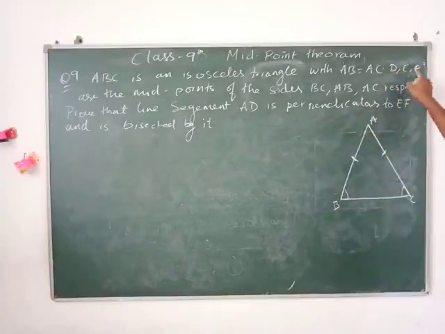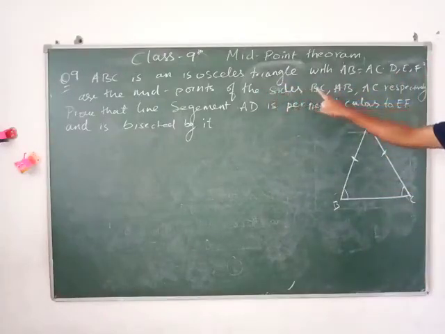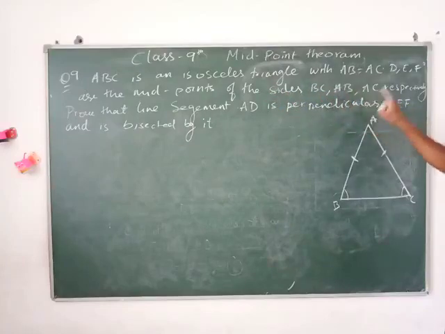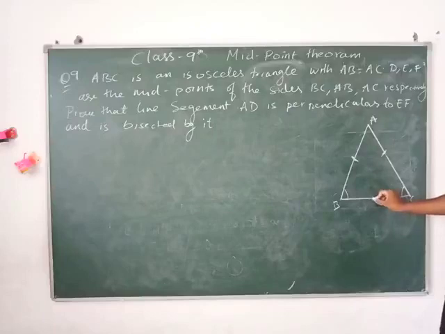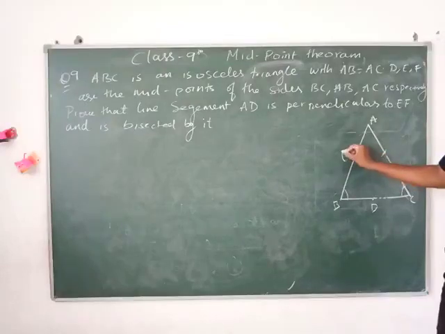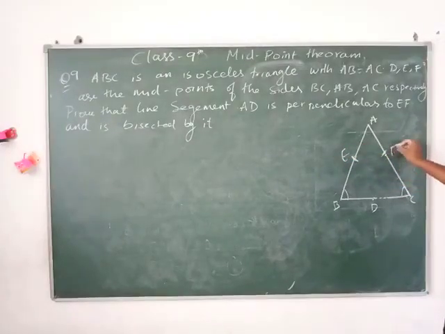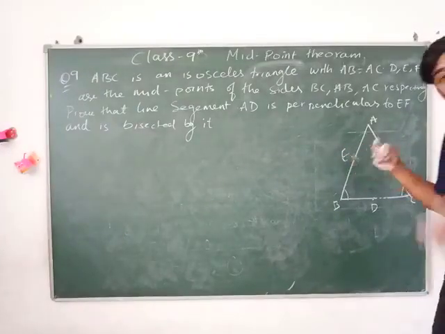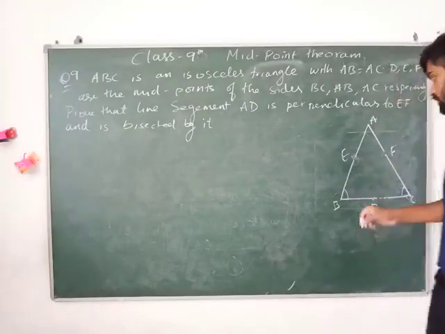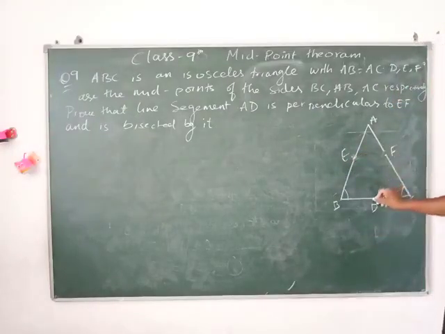D, E, F are the midpoints of the sides BC, AB and AC. D is the midpoint of BC. Okay, whose midpoint is E? E is the midpoint of AB, and F of AC. We don't have to find that they are the midpoints. I know that they are the midpoints. So E, F and D, they all are the midpoints.